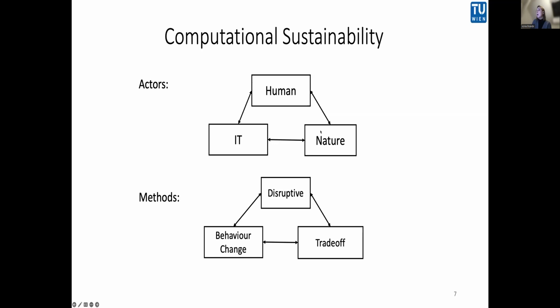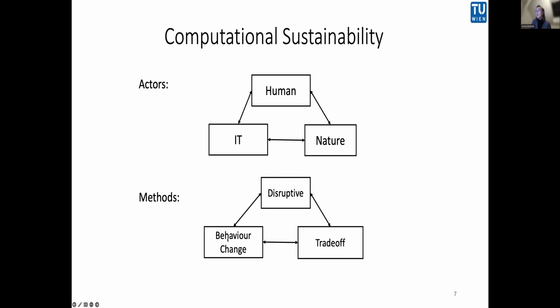On the other hand, we also have to counteract IT's impact on nature, the CO2 footprint, on the one hand. On the other hand, if we want to protect our nature, if we want to protect from flooding, if we want to protect from fire, we need IT, right? We need IT to protect our nature from the impact of climate change, for example. And everywhere we have humans, right? We need humans to run IT, to operate IT. We need humans that interact with nature. So here are the actors that we have in this concept of computational sustainability.